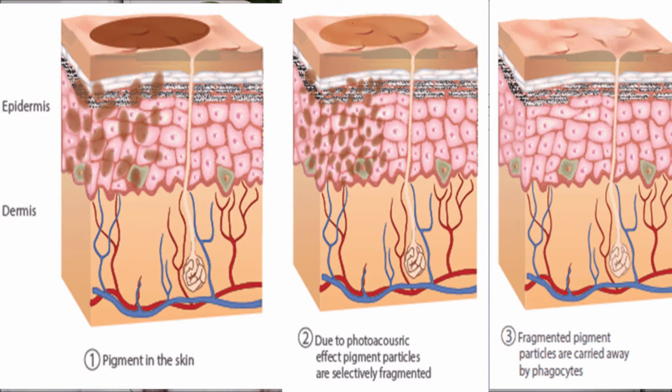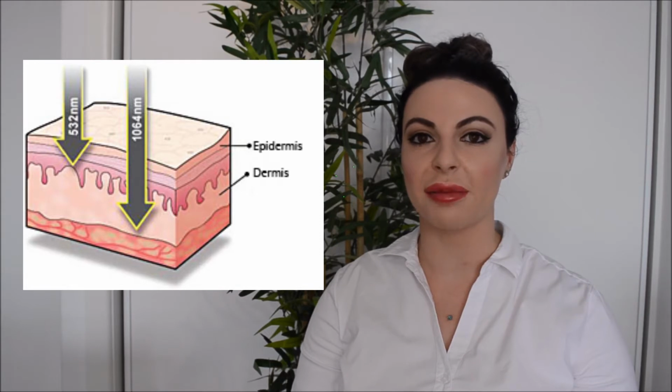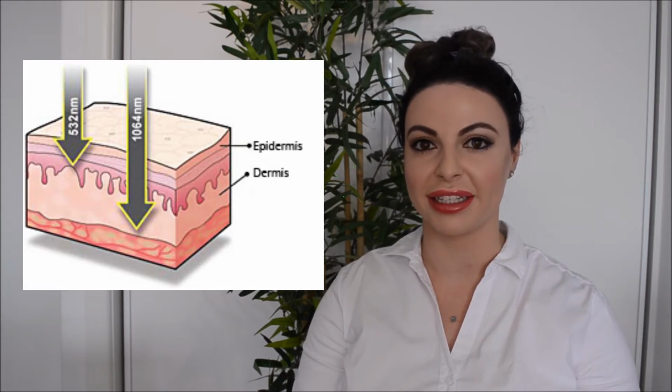Within Qswitch lasers, there are often two main wavelengths. You have your 1064 and your 532. Qswitch lasers can treat a variety of skin concerns. You cannot treat these concerns with the same wavelength of light. Qswitch lasers often have two main wavelengths, 532 nanometers and 1064 nanometers.